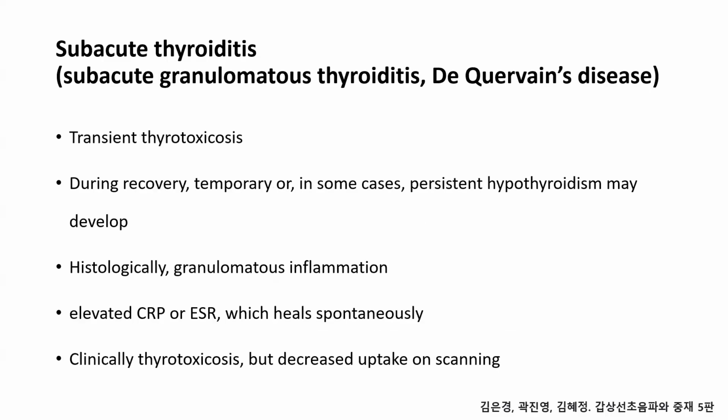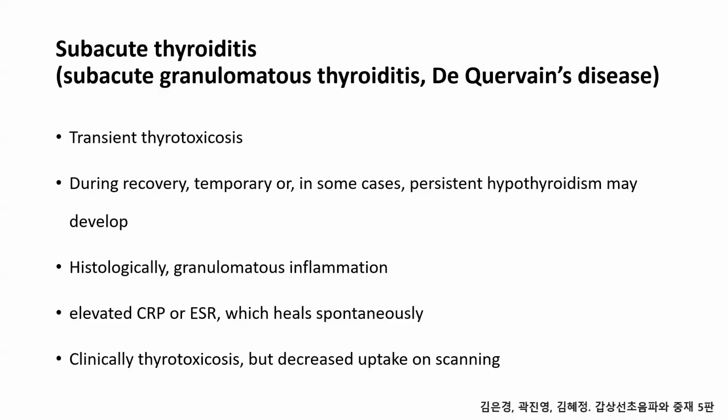Subacute thyroiditis causes destruction of thyroid follicular cells, leading to temporary thyrotoxicosis, followed by transient or persistent hypothyroidism during recovery. Histologically, it is characterized by granulomatous inflammation. Laboratory findings may include elevated CRP and ESR, and reduced radioiodine uptake on thyroid scans despite clinical hyperthyroidism.